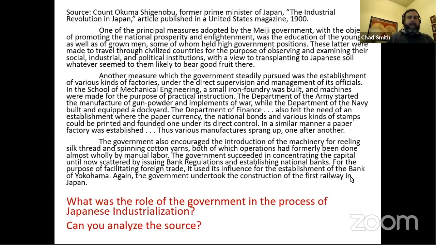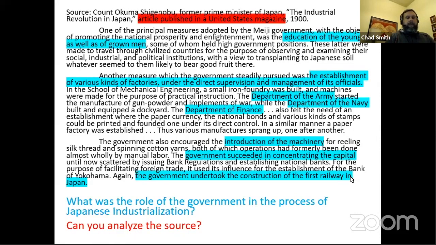Okay, let's take a couple seconds and look at this document. So a few things here. Over and over again, this author is telling us that the government actually overtook these specific efforts in the industrial process, the education, the establishment of various factories, direct supervision, and that the actual departments of the government actually overtook manufacturing in specific industries and sectors.